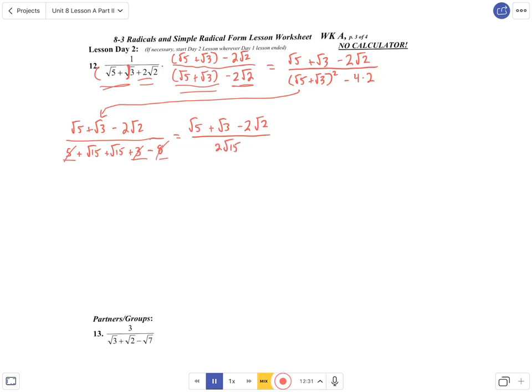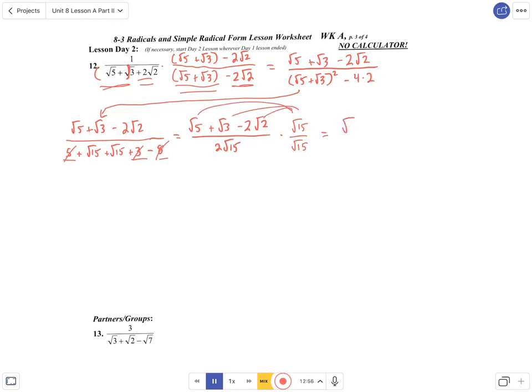Okay, so now we still have a radical in the denominator. So in this one, we still have to rationalize. We have a monomial here. We're just going to multiply by rad 15 over rad 15. Don't worry about the 2. We can have a rational number in the denominator. So I just have to get rid of the radical there. Got to distribute all the way through to all three terms in the numerator.